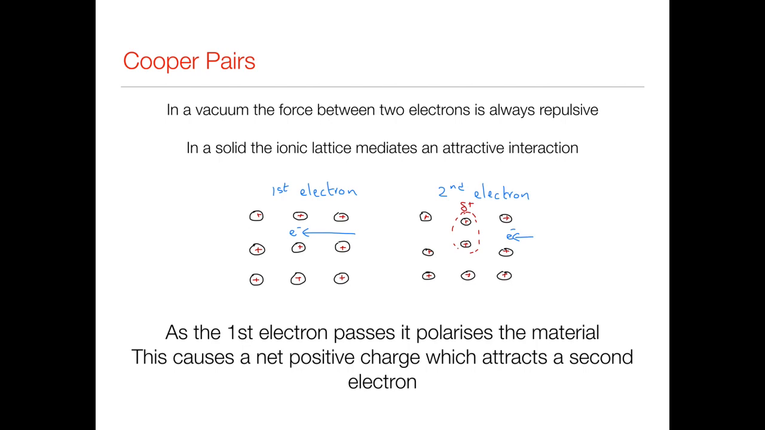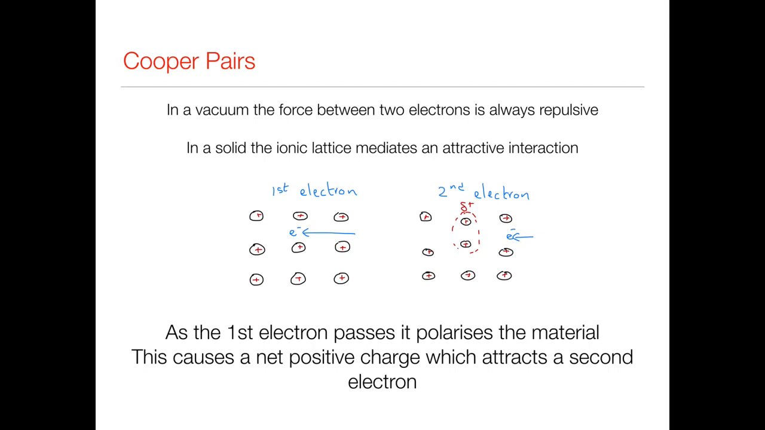Now, this at first sight seems quite strange because in a vacuum, the force between two electrons is always repulsive. It doesn't matter how far apart you take them, you always get a repulsive force. But it turns out that in a crystal, the lattice can mediate an attractive interaction. Let me explain pictorially what that means.